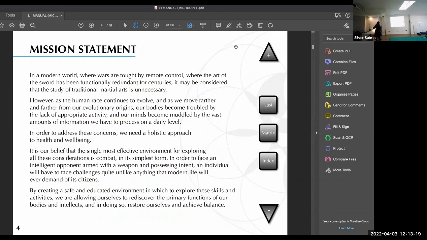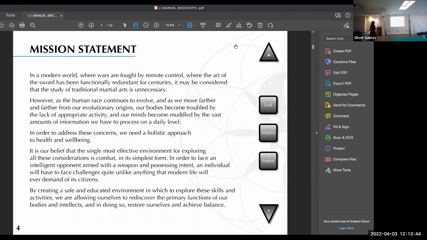However, as the human race continues to evolve, and as we move further and further from our evolutionary origins, our bodies become troubled by the lack of appropriate activity, and our minds become muddled by the vast amounts of information we have to process on a daily level. In order to address these concerns, we need a holistic approach to health and well-being.